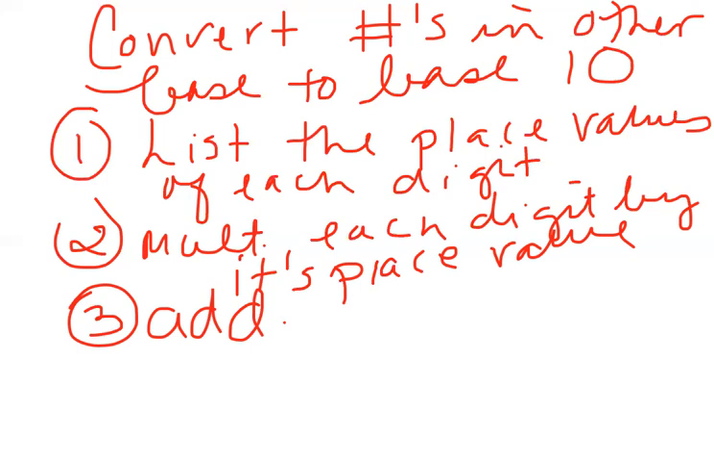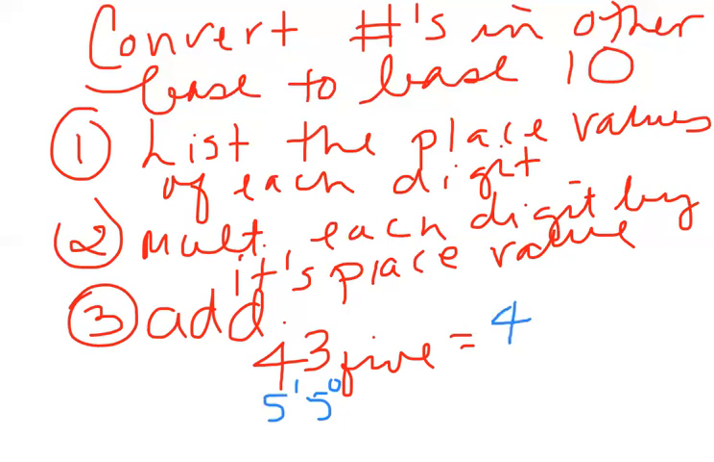So here we go. Let's say we have 43 in base 5, and we're trying to convert this to base 10. So we start with the 3. What's its place value? Its place value is 5 to the 0. And then the 4 is 5 to the first power. So essentially, when you write it out in expanded form, you would do 4 times 5 plus 3 times 1, just like we did with writing numbers in expanded form using base 10.